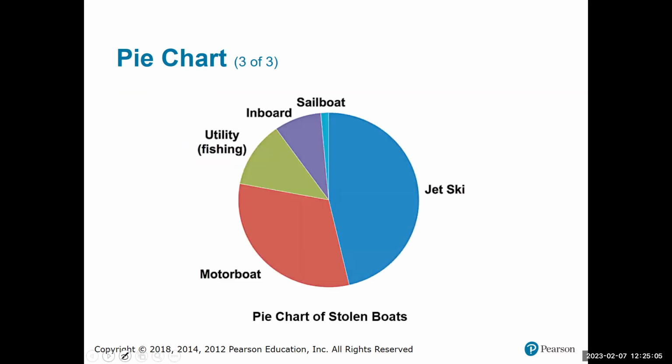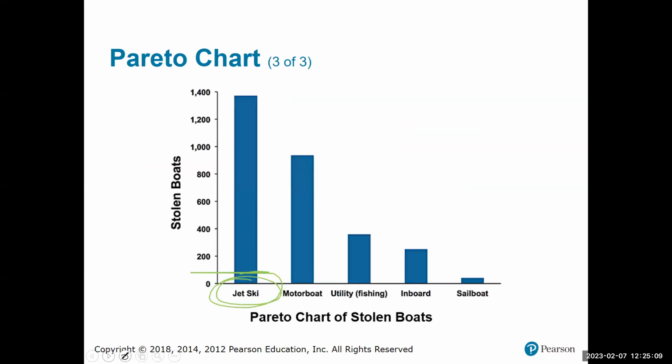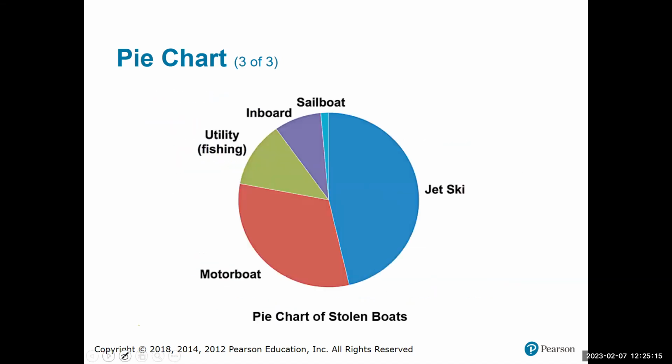There we go. All right, so this is the same data that we saw here. And jet ski should have the biggest piece of the pie. You can calculate that area. It's going to be the largest area. So here's the jet ski, this big blue area, and we can see sailboat has a much smaller area of this circle. So just looking at it, we know jet skis are stolen the most, followed by motorboats, et cetera, et cetera. And you've seen these lots of times.